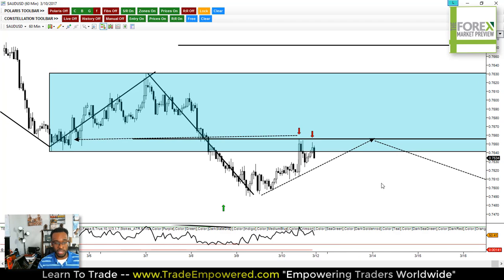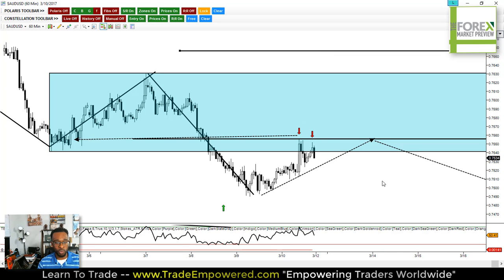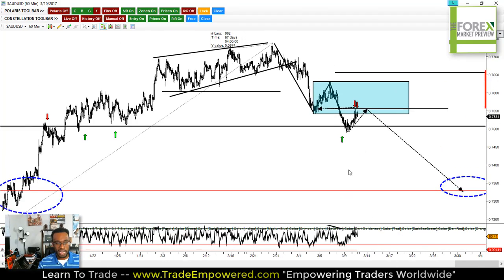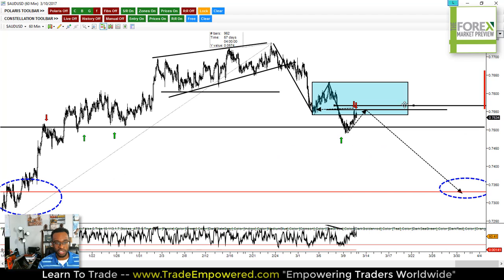Another option would be to still take it at this level, right? But instead of having those wide stops that we looked at on the daily, have very, very short stops right above this double top.